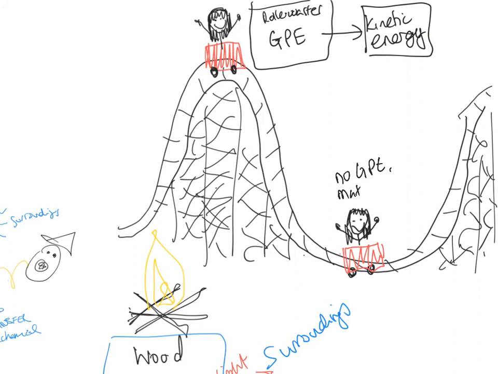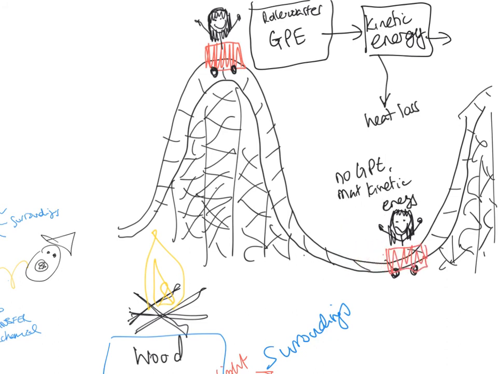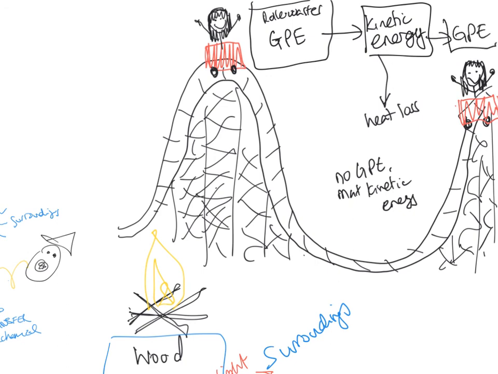A tiny bit will have been lost as heat. That always happens. Whenever there's an energy transfer, some of it will be lost as heat. If that roller coaster then starts to go up again, that kinetic energy store is converted back into gravitational potential energy. Because the total amount of energy in the whole universe never changes, as the gravitational potential energy goes up, kinetic energy will go down by the same amount. And when kinetic energy goes up, gravitational potential goes down by the same amount, except for those tiny bits that are lost as heat.